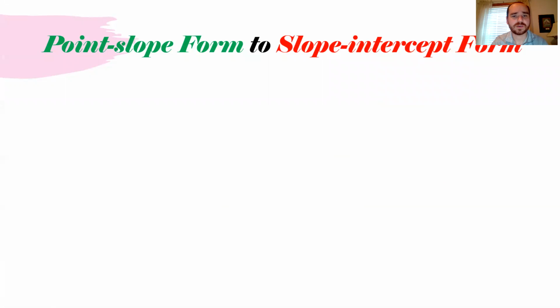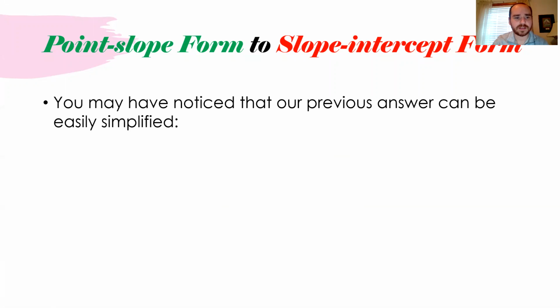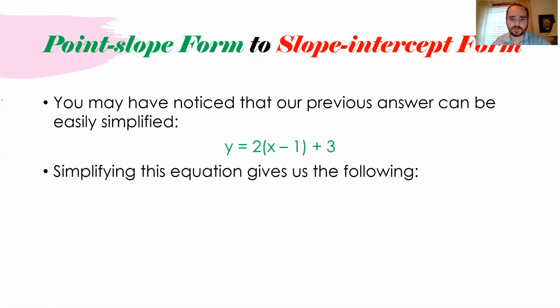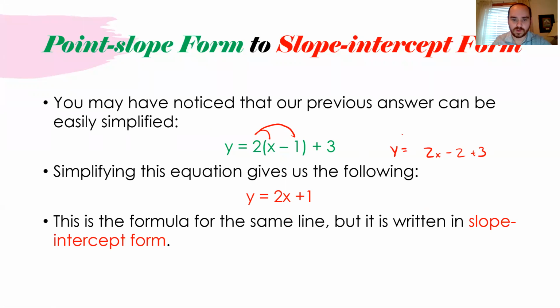Now, converting from point slope form to slope intercept form, I talked about that a little bit earlier. You may have noticed that this equation can be easily simplified. So we want to distribute this 2. So we got 2x and we've got -2. Let me break it down. So y would equal 2x minus 2 plus 3, and 3 minus 2 is 1, so we get y equals 2x plus 1. This is a formula for the exact same line.